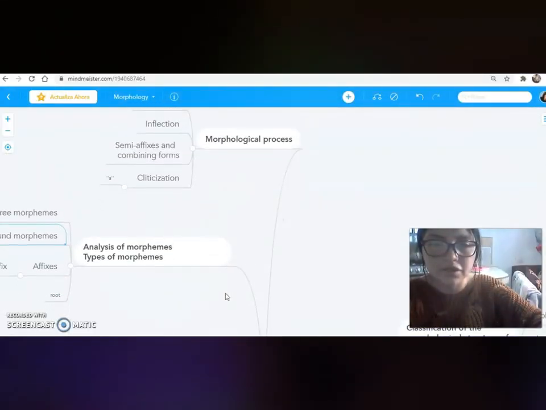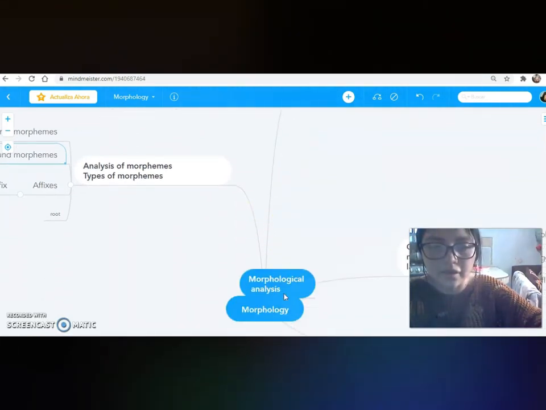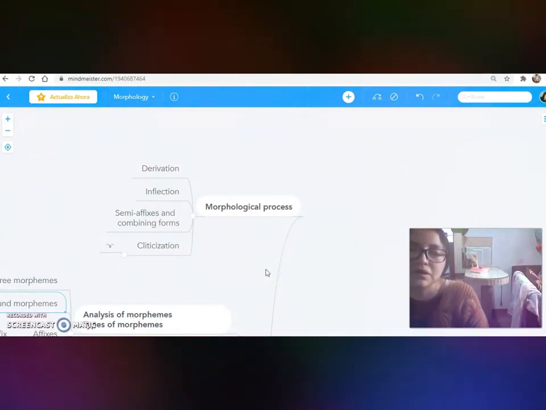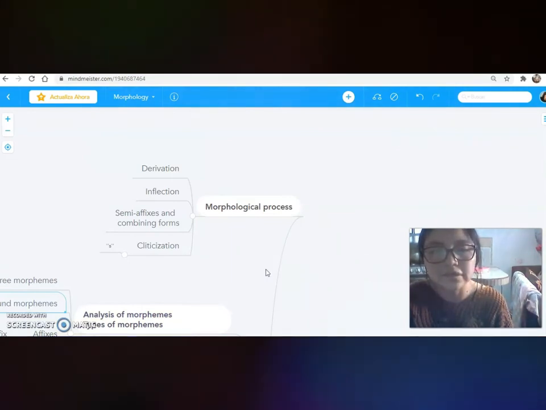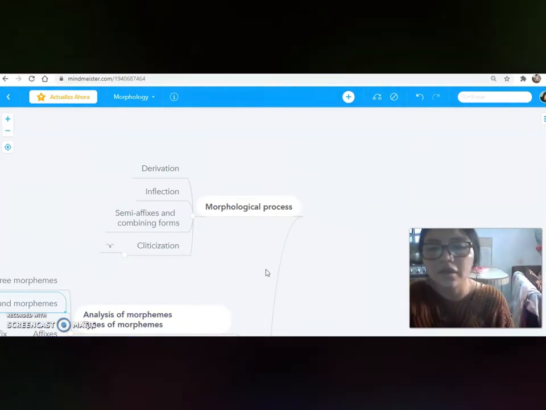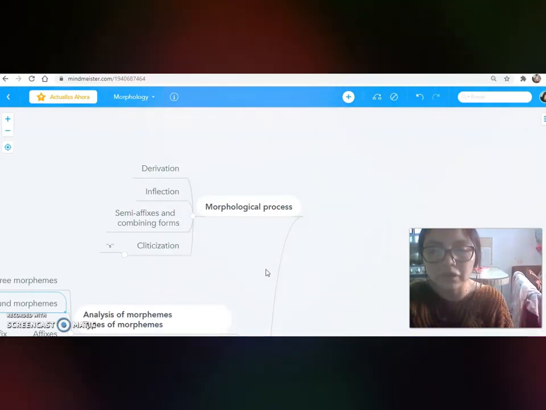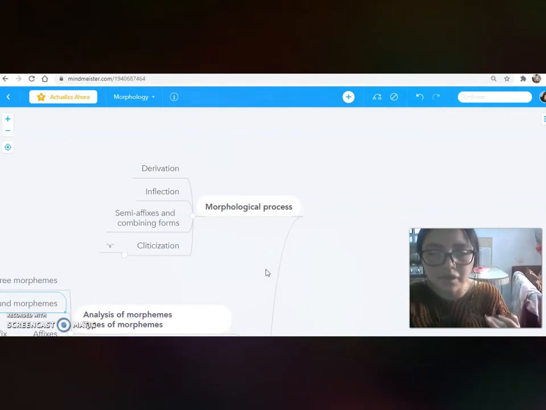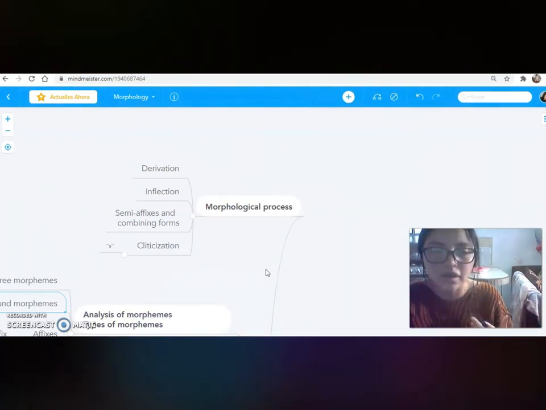Here we have morphological processes. It is another point that morphological analysis studies. Here we have four types. One of them is derivation. Derivation is the process of forming a new word on the basis of an existing word. The inflection morphological process involves the formation of grammatical variants of the same word, and those variants can be expressed in information such as number, person, case, gender, tense, mood, and aspect.